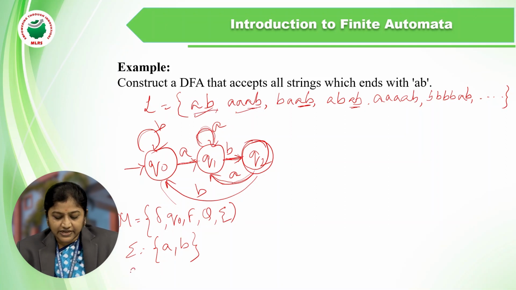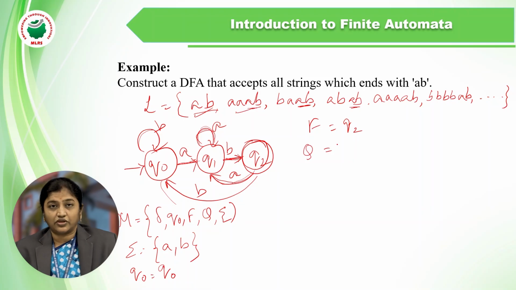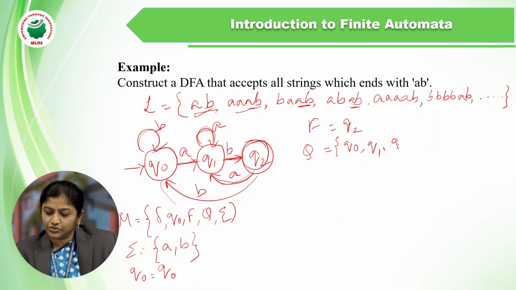And what is the start state here? Start state is Q0. And what is the final state here? Q2. And what is capital Q? Capital Q indicates how many states we are going to use in this transition diagram. So Q0, Q1, Q2. How many states are there? 3 states. Now next left is transition.